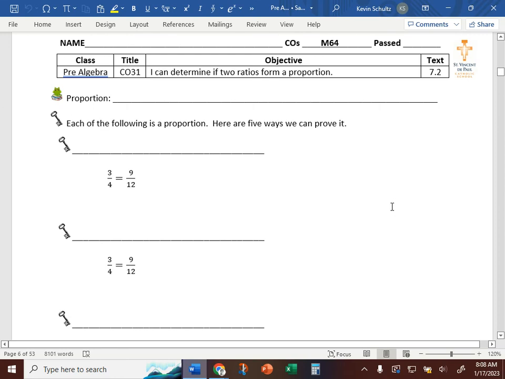Algebra, we are going to talk about how to determine if two ratios or rates form a proportion. And it's going to be important to know what a proportion is to determine if two rates or ratios form one. So, who can define a proportion?